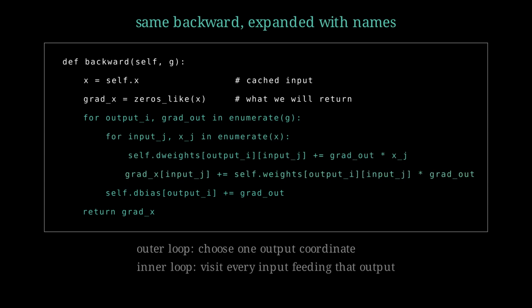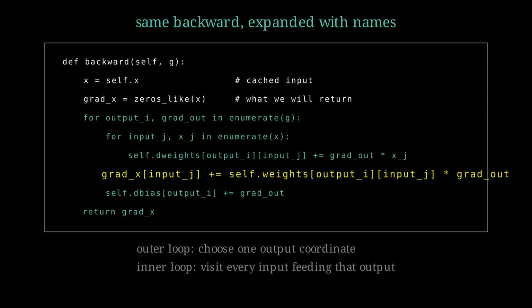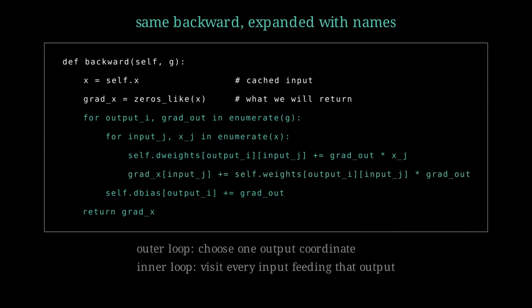For every pair, output i and input j, the weight gradient receives grad out times xj. At the same time, the input gradient we will return receives that weight times grad out. That return value is the part people often lose. Backward is not done when this layer knows how to change its own weights. It must also hand the previous layer its gradient, so the relay can keep moving downward.